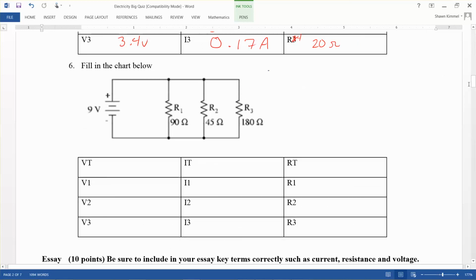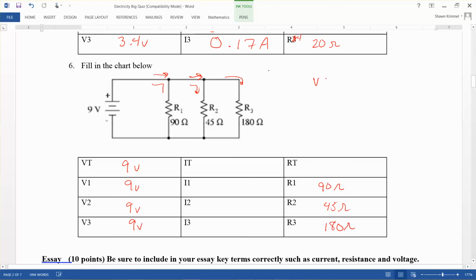Alright, the last one I'm going to do is a parallel circuit, because you can tell we have these paths, these choices, multiple paths for the current to take. So the first step is again to plug in the given information. That's 9 volts, this is 90 ohms, this is 45 ohms, and that there is 180 ohms. Our second step is to use concepts. Well, what do we know? Voltages are going to be the same, so all of those are going to get 9 volts.